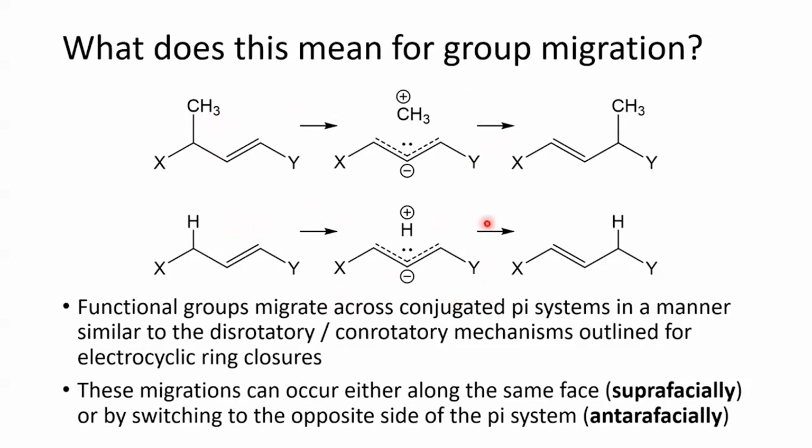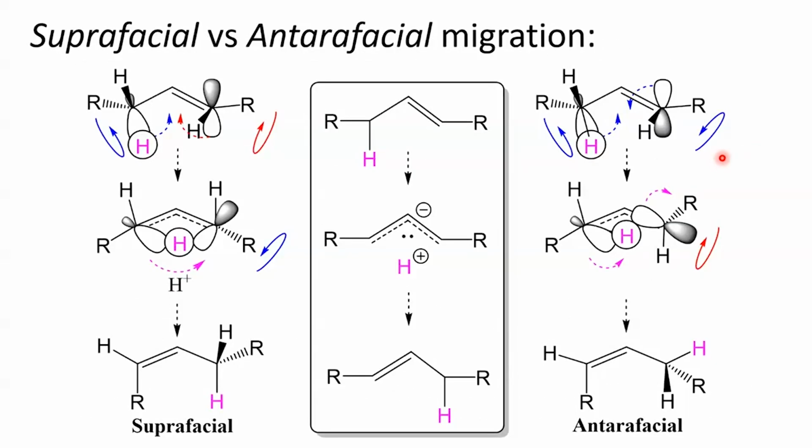This migration process can occur in a similar manner to the disrotatory and conrotatory mechanisms that we talked about for electrocyclic ring closures. These migrations can occur either along the same face of the molecule, so that's suprafacially, or by switching to the opposite side of the conjugated pi system, which is antarafacially. And we'll cover that in a little more detail now. So the main similarity to what we were talking about before is we're still going to have to be rotating these outermost pi orbitals in order to transfer our group from one orbital to another.